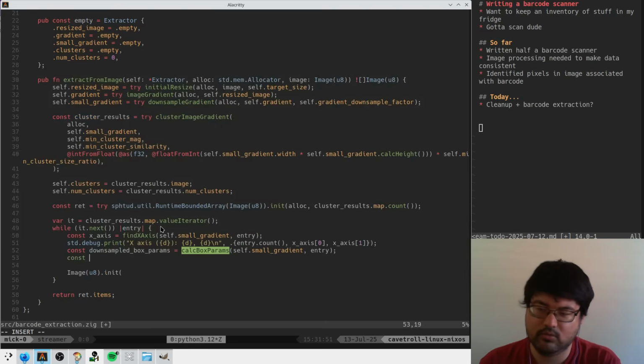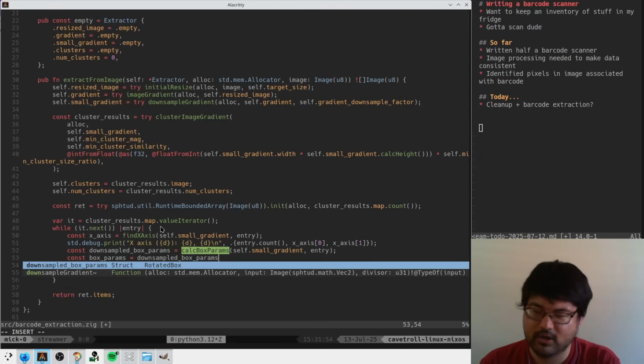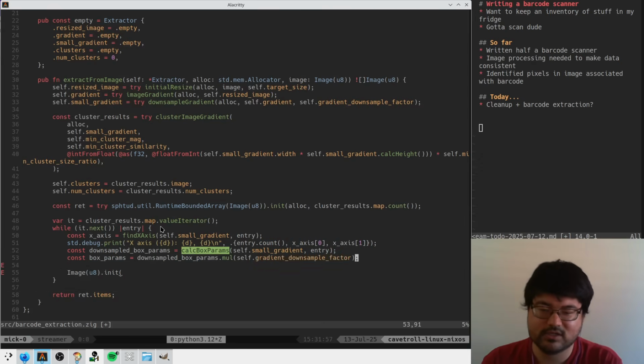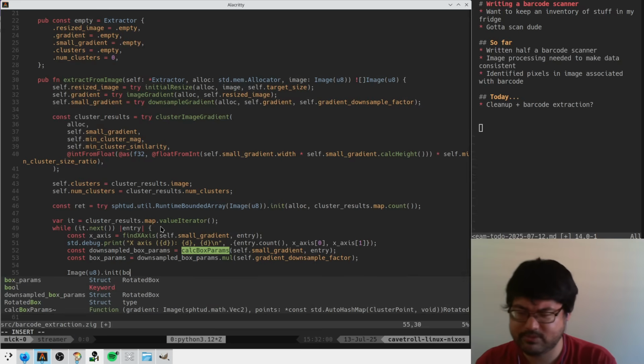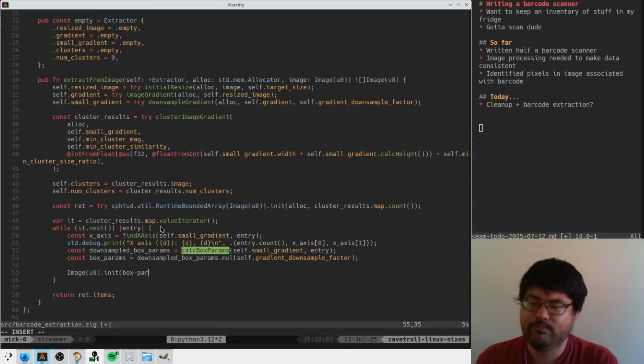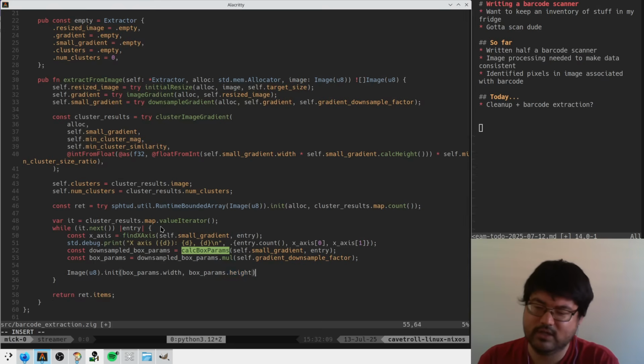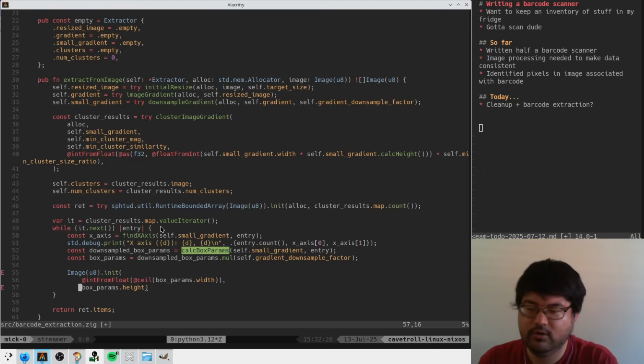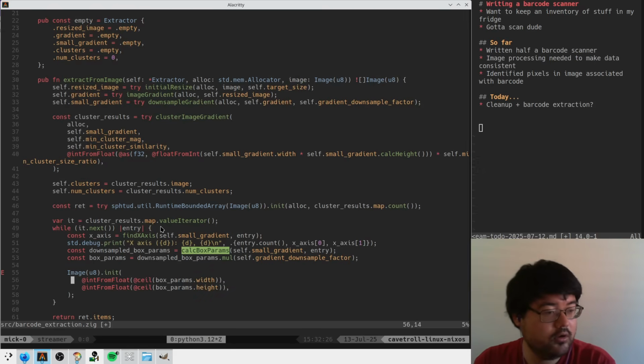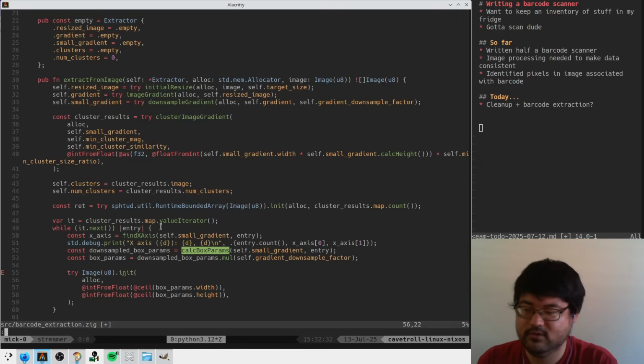Box params is downsampled box params mul downsample factor. Then we should be able to do box params width and box params height. We need to round these up. These are floating point right now. Can we do ceil and int from float on both of these? Okay, hype. This is the output for this thing. And we use an allocator to do this.